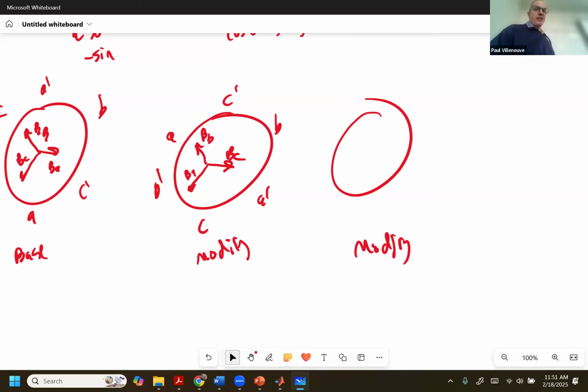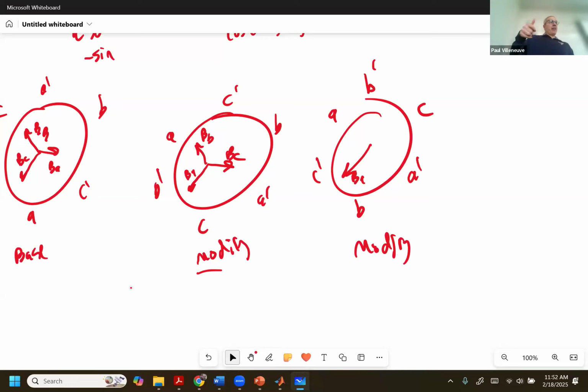I've already done that here. So now I want to swap B and C. So this becomes B, this becomes C, and that stays A. Didn't touch A, I just swapped B and C. So that's A prime, B prime, C prime. B sub A has not changed.